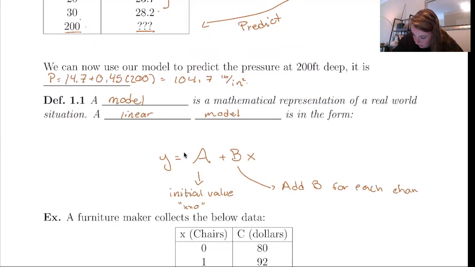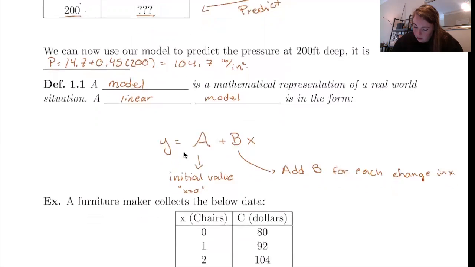Change in Y. Sorry, change in X. So X goes up by 1. Then I add B, which is the change to Y when I increase X by 1. If I want to increase X more, I would multiply B by that number. Or less. So let's do an example.